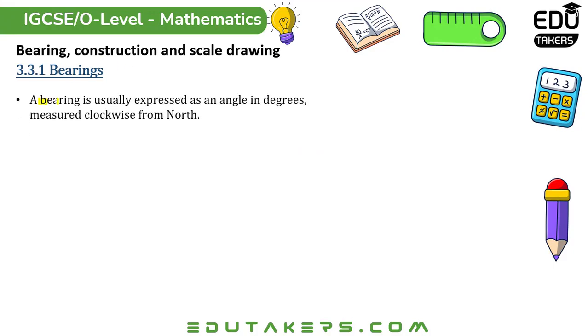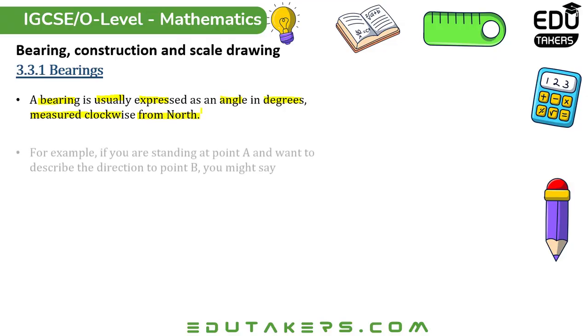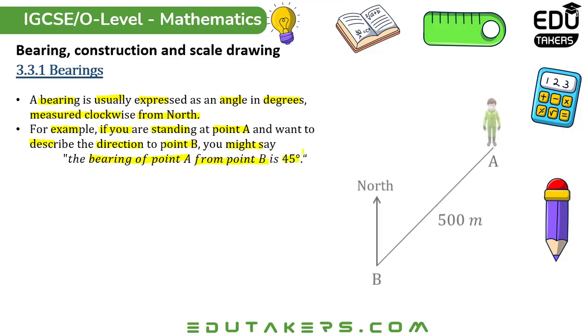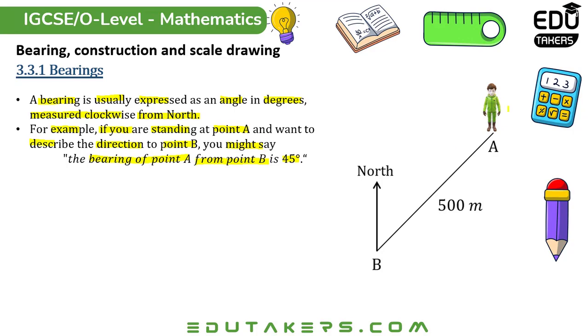Bearings. A bearing is usually expressed as an angle in degrees measured clockwise from north. For example, if you are standing at point A and you have to describe your direction to point B, then you will say the bearing of point A from B is 45 degrees.